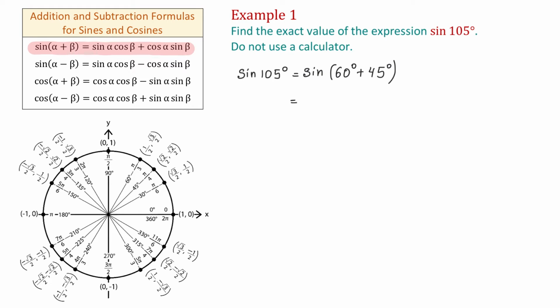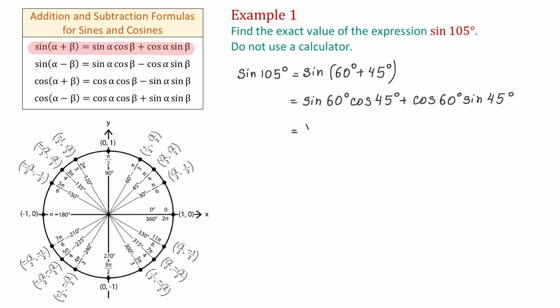Then according to this formula, this equals sine of 60 degrees cosine of 45 degrees plus cosine of 60 degrees sine of 45 degrees. And now let's evaluate each sine and cosine using the unit circle. On the unit circle, each angle has a corresponding point. The first coordinate of this point represents the value of cosine at the given angle, and the second coordinate represents the value of sine. So, sine of 60 degrees is square root of 3 over 2, and cosine of 45 degrees is square root of 2 over 2.